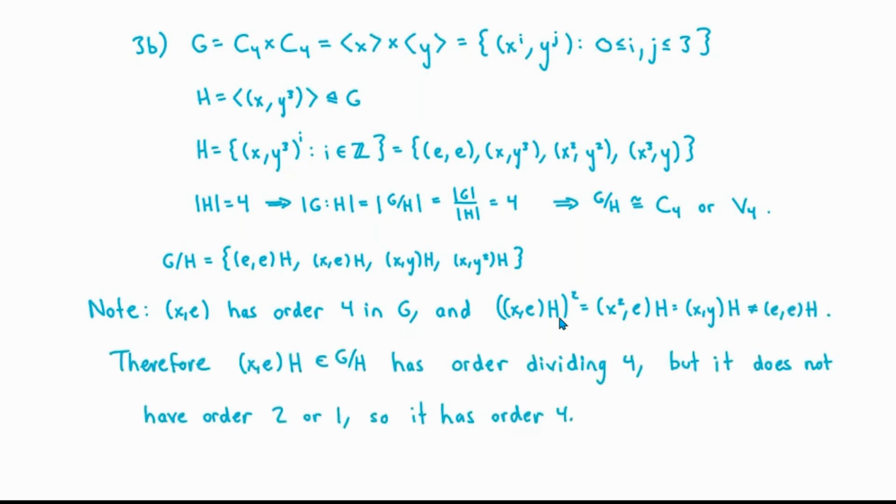That means that the order of the coset xeh is not 2 in the quotient group, and it's definitely not 1 since it's not the identity element, so it has to have order 4. But if we have an element of order 4 in a group of order 4, then it's definitely a cyclic group. So we can conclude in this case that the quotient group is isomorphic to the cyclic group of order 4, and in fact that it's generated by the coset xe times h.